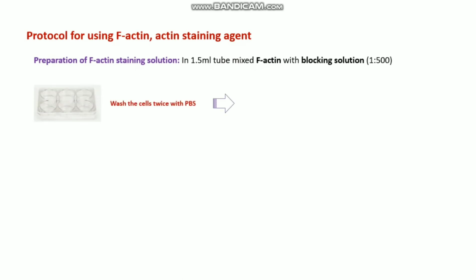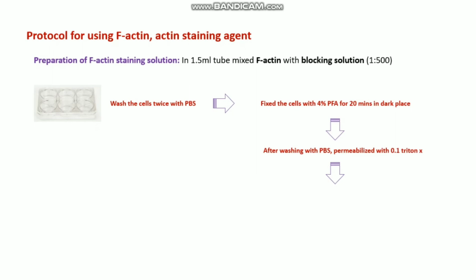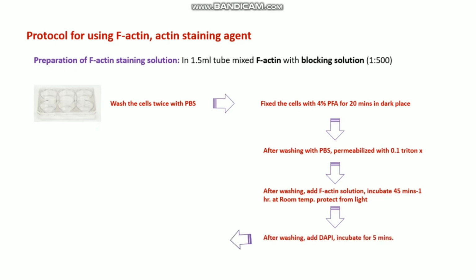First, you have to take out the cells and wash the cells twice with PBS, and next fix the cells with 4% PFA, and next is the permeabilization, and then wash the cells and then add the F-actin solution that you prepared. The incubation time for F-actin is 45 minutes to 1 hour at room temperature. And in this step, you have to cover your plate to protect it from light. And then you have to wash the cells and then add DAPI. So at the same time, you can visualize the nucleus as well as the cytoskeleton of the cells.